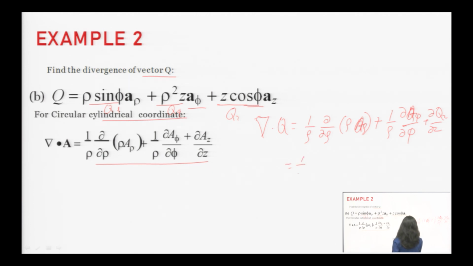So 1 by rho, differentiation of rho will be as it is, differentiation of this q rho term, means d by d rho, rho multiplied by this q rho term, it will be rho square, because here also we are having one rho term. So rho square sin phi.